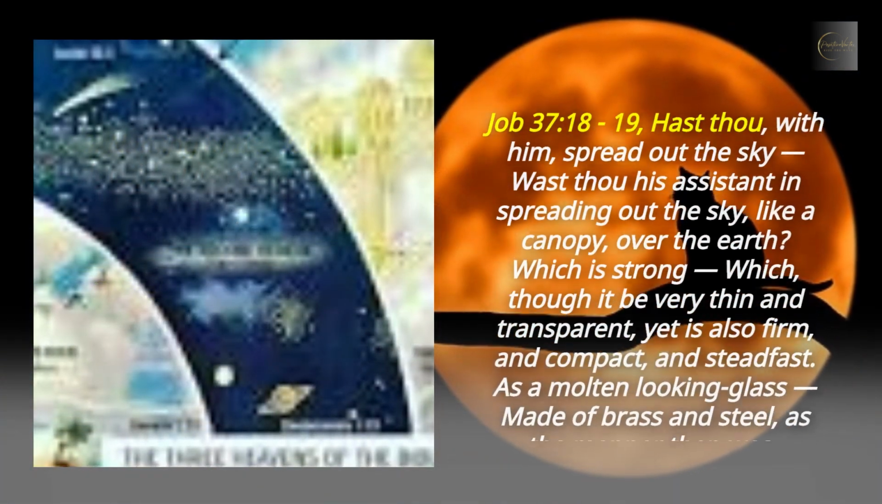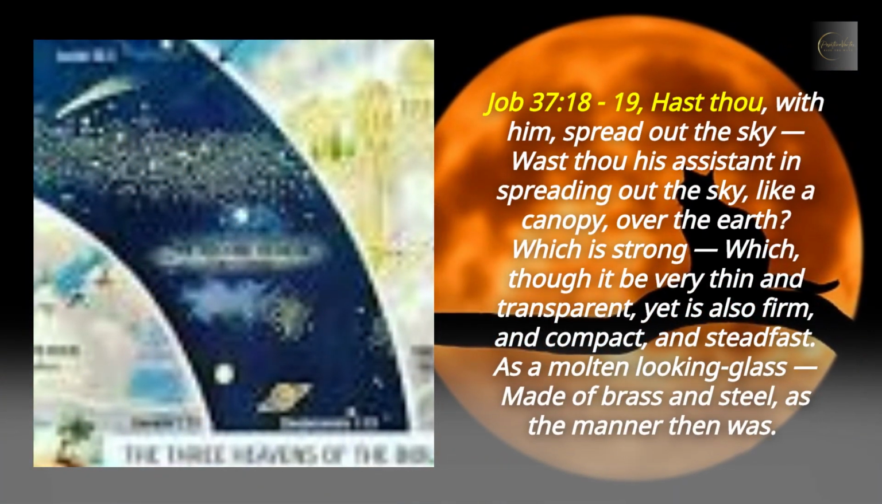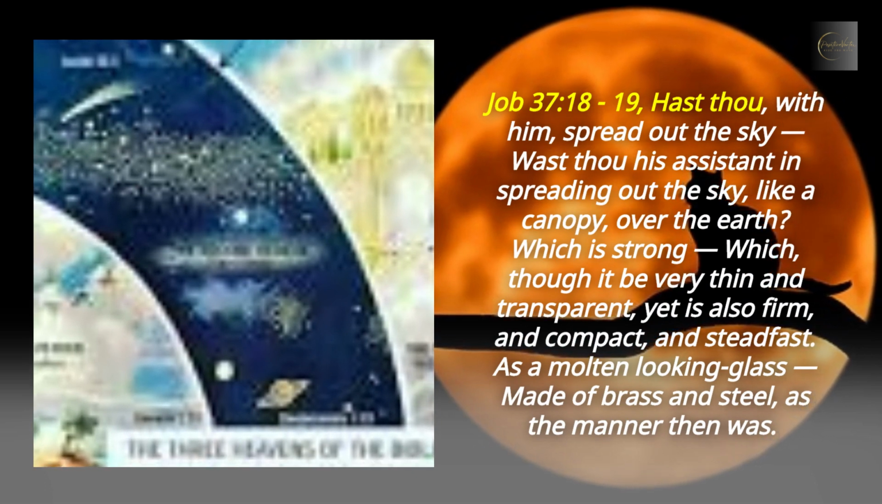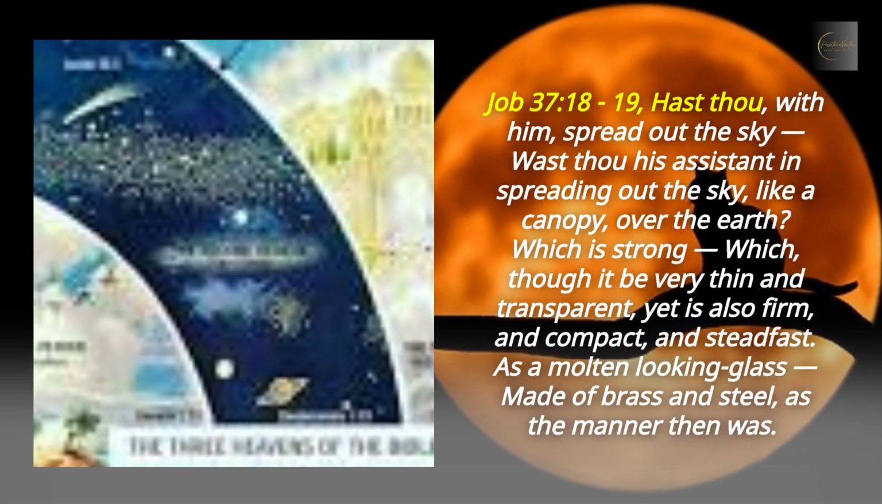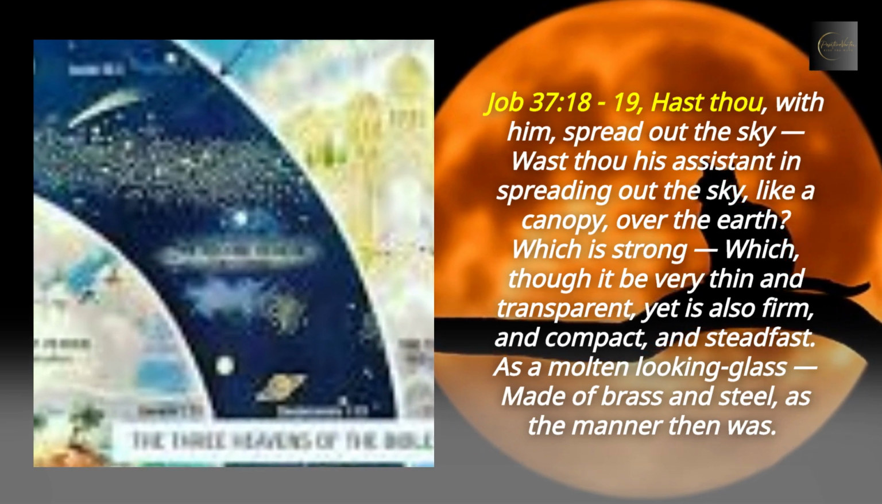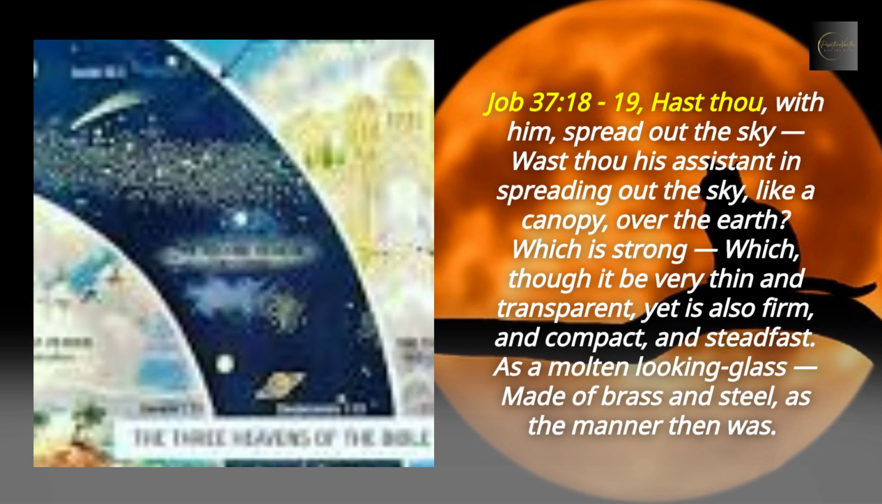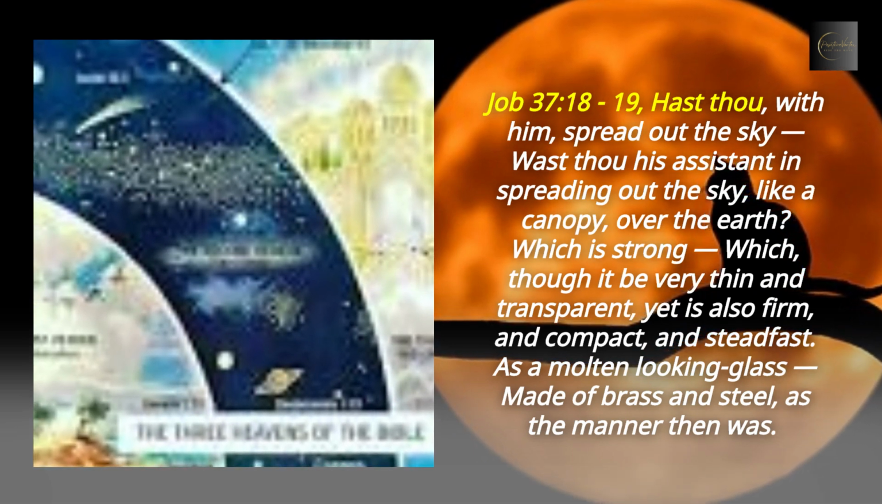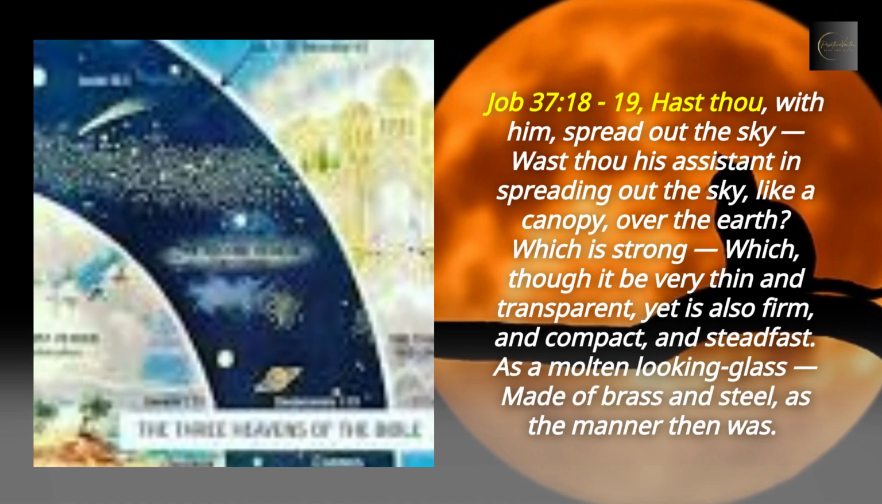Job 37 verses 18 to 19, As thou, with him, spread out the sky, wast thou his assistant in spreading out the sky, like a canopy, over the earth. Which is strong, which, though it be very thin and transparent, yet is also firm, and compact, and steadfast. As a molten looking-glass, made of brass and steel, as the manner then was.